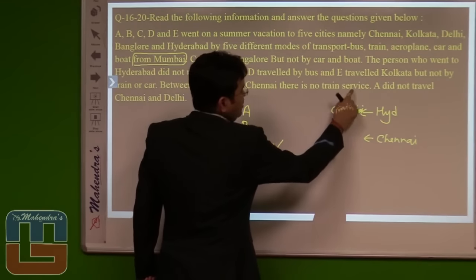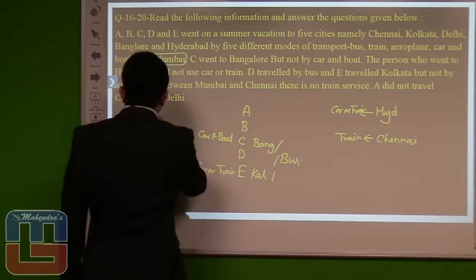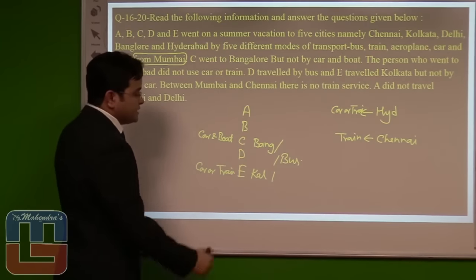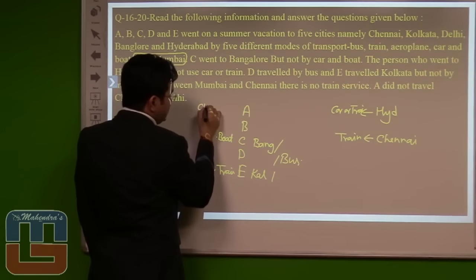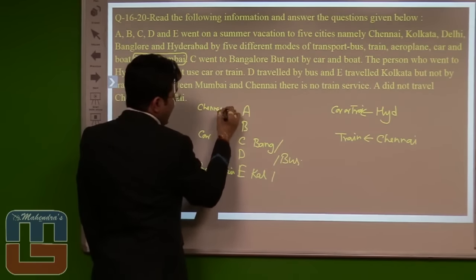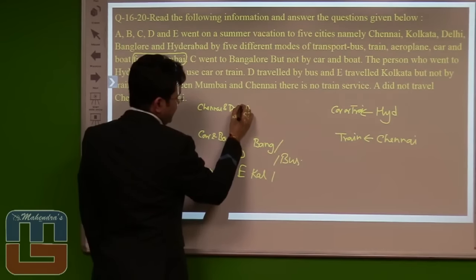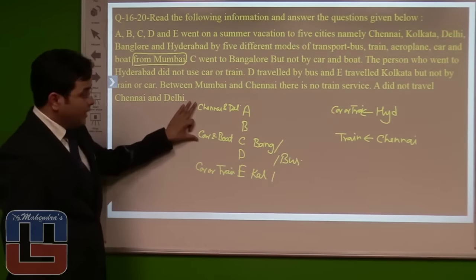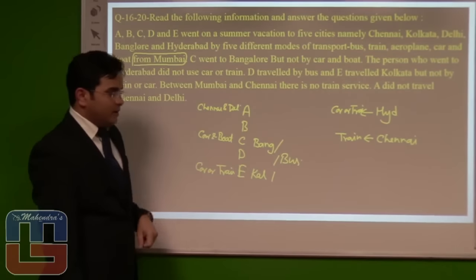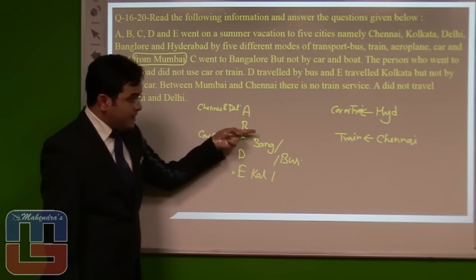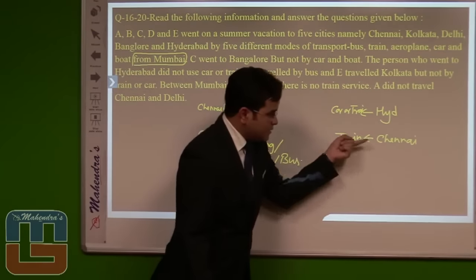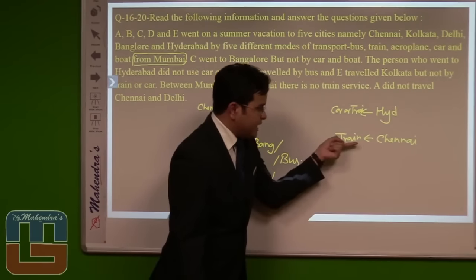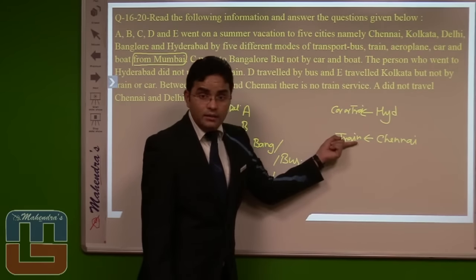Chennai, and there is no train, sir. Okay, A did not travel to Chennai and Delhi. A is not traveling to Chennai and Delhi. Got it? Now, if Chennai and Delhi cannot be here, B, train, Chennai: the one who is going to Chennai cannot go via train.